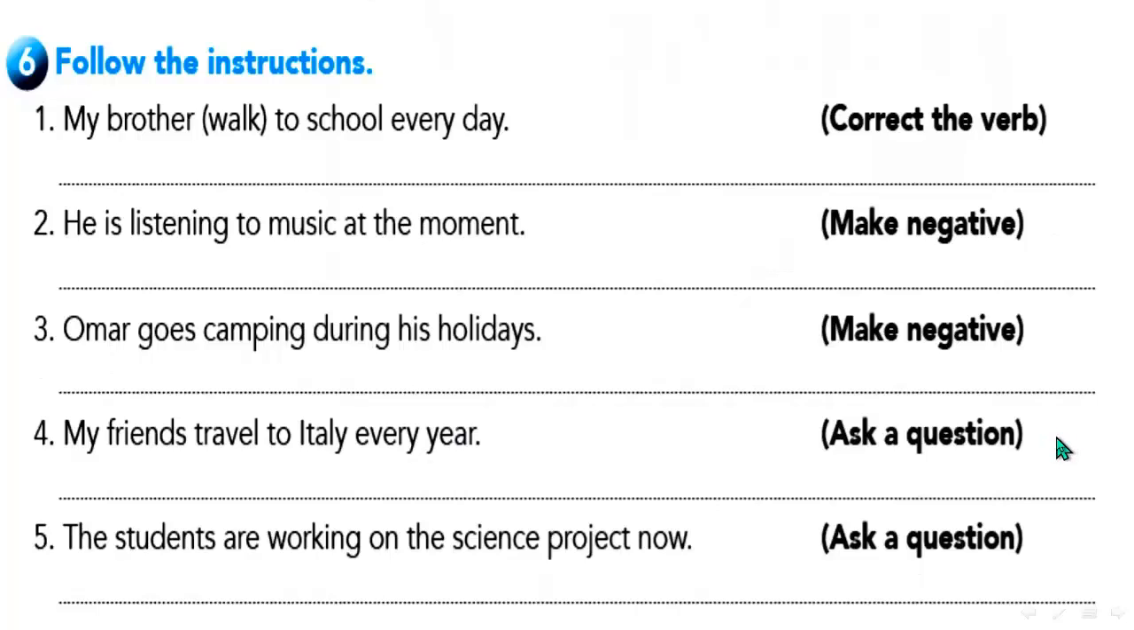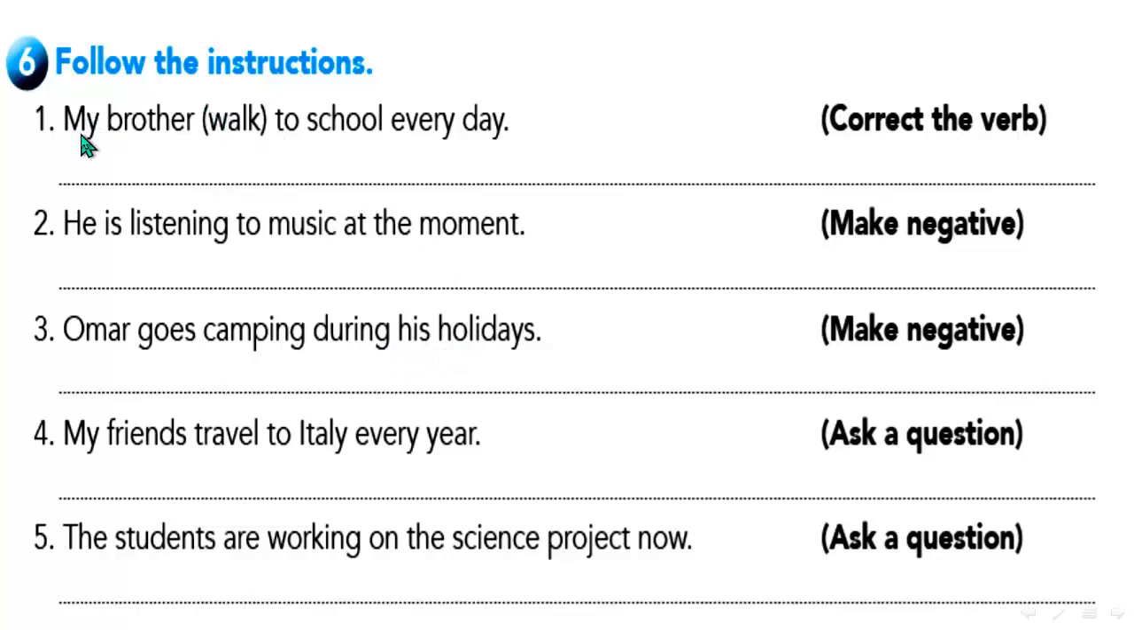Exercise number 6. Follow the instructions. So what are these instructions? Correct the verb. Make a negative. Ask a question. Okay? So, as you see here, we have 5 sentences.